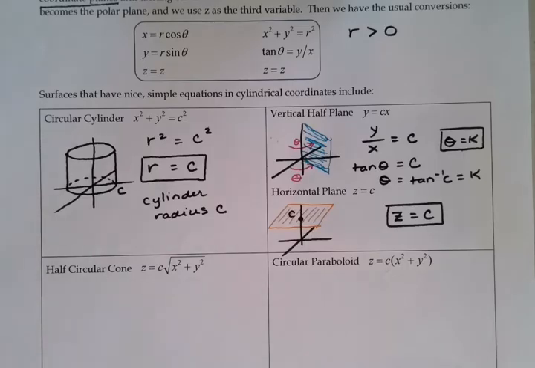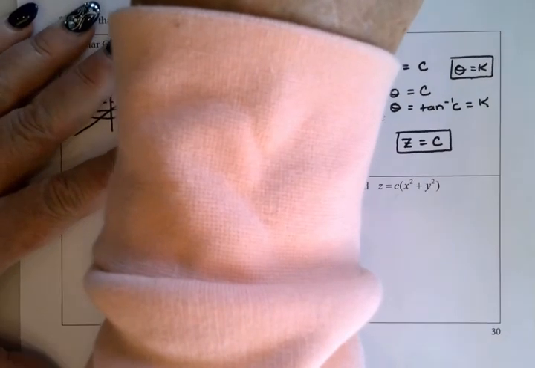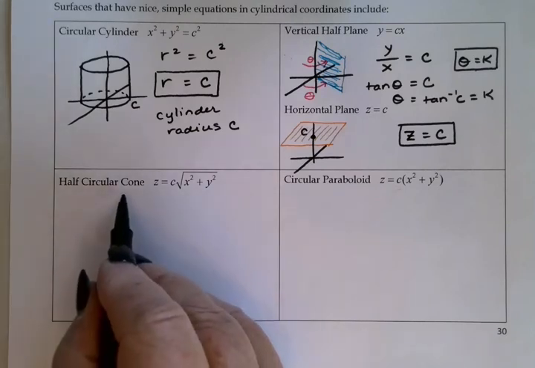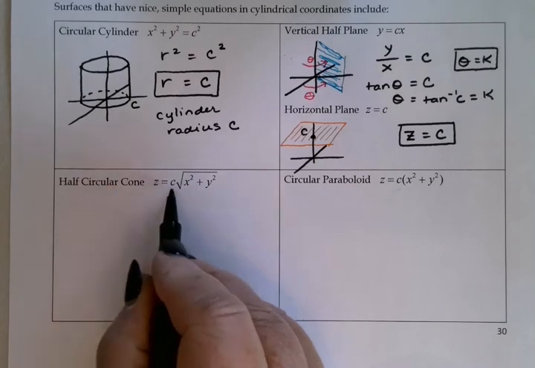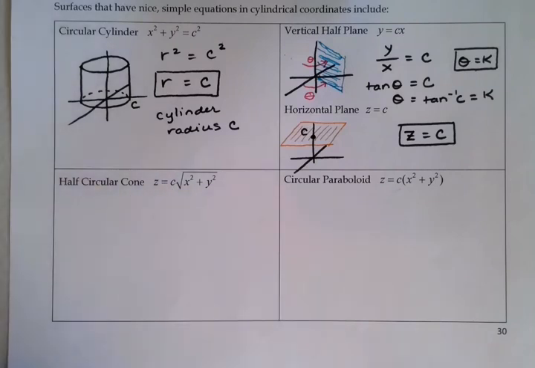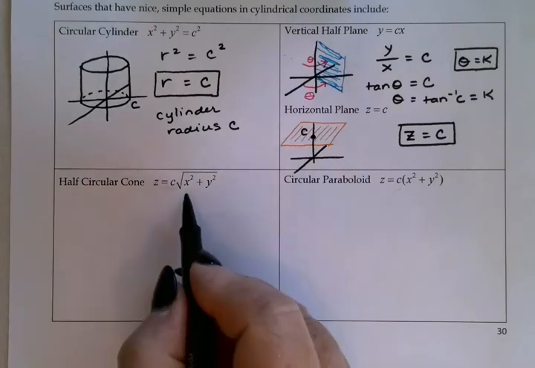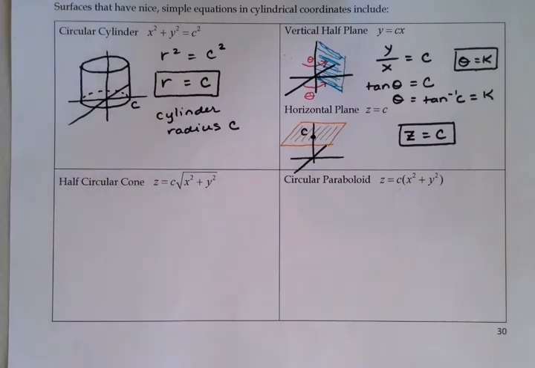All right, there are a couple of other surfaces that are particularly simple in cylindrical coordinates. They're not constant surfaces, but they turn out really nicely, and I wanted to share those with you as well. What we'll call the half circular cone: z equals a constant times the square root of x squared plus y squared. If you remember our quadric surfaces, this is the cone that opens around the z-axis. Because I'm using the positive square root, it's only the upward opening cone, not the other half. With a negative, that would be a downward opening cone.